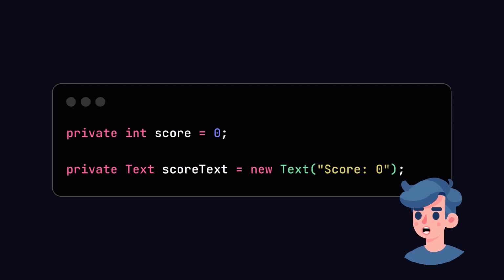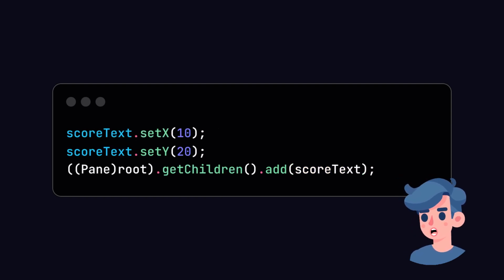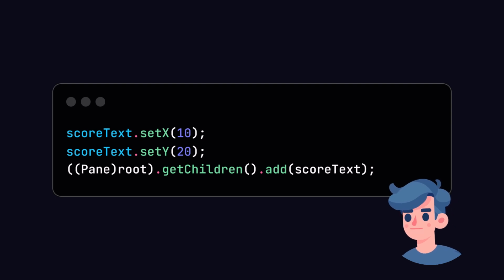Now, let's implement a scoring system. We need to keep track of how many objects the player has caught. Let's start by declaring a score variable. We need to initialize the score text and add it to the pane. Do this inside the start method.